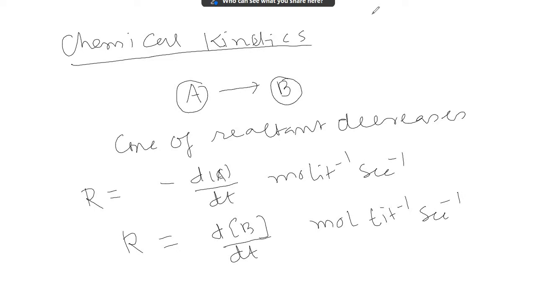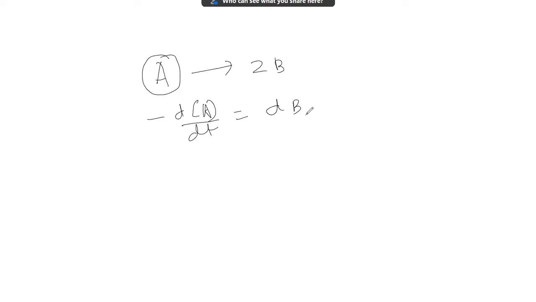But if the reaction is represented this way, suppose a reaction is given as A gives you 2B, meaning for every 1 mole of A, decomposition gives you 2 moles of B. So in this case, if I write minus dA by dt equal to dB by dt, then it is wrong. So minus dA by dt never equals dB by dt.